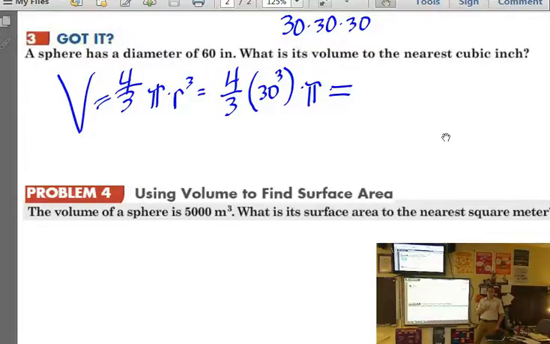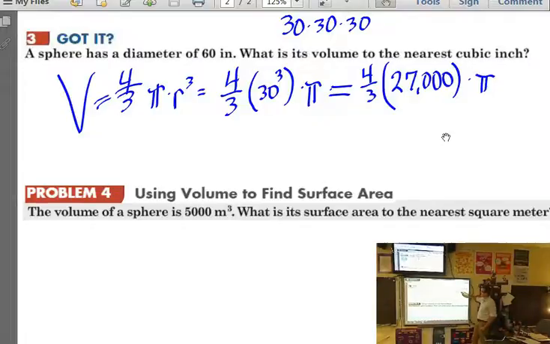Your 3 times 3 times 3 is 27, but then we have 3 zeros. So we get 4/3 of 27,000 times pi. Now 27,000 divided by 3, 27 divided by 3 I know is 9, so this would be 9,000. 9 times 4 is 36,000. So I get 36,000 pi without ever needing a calculator.